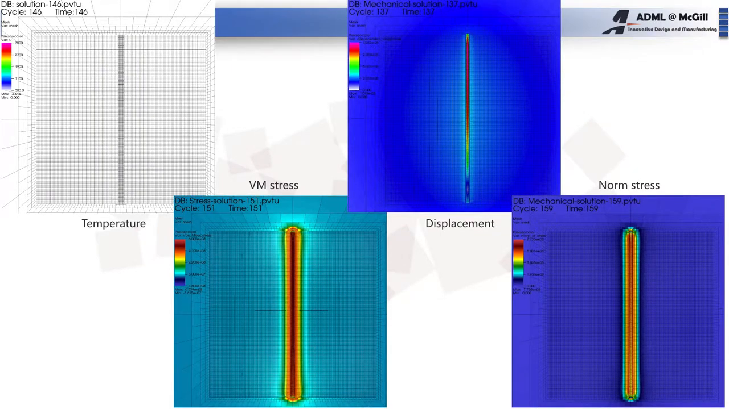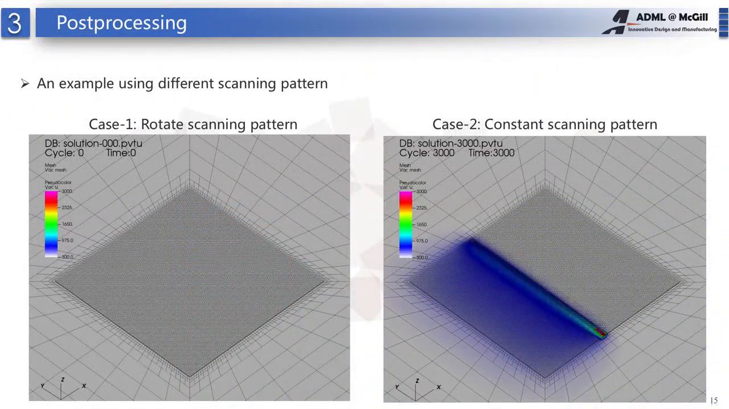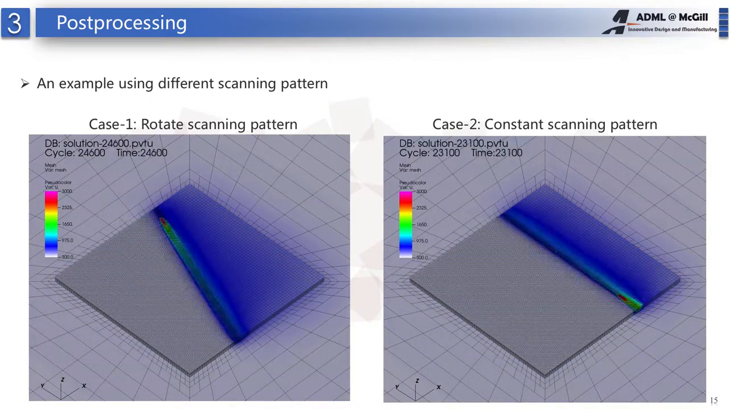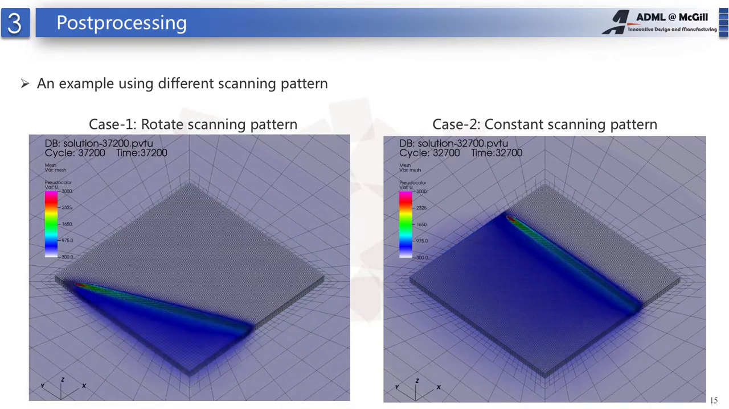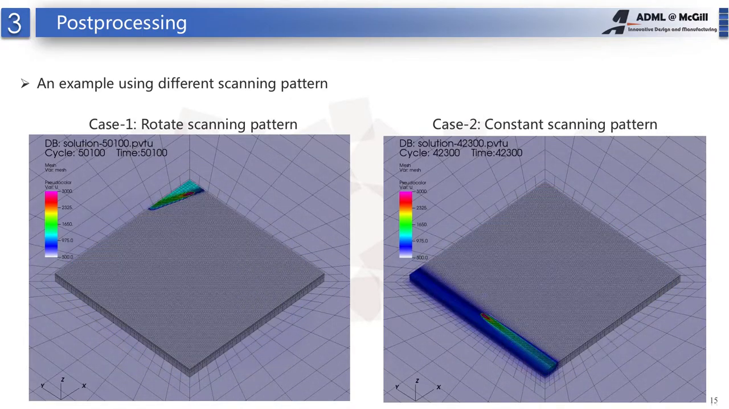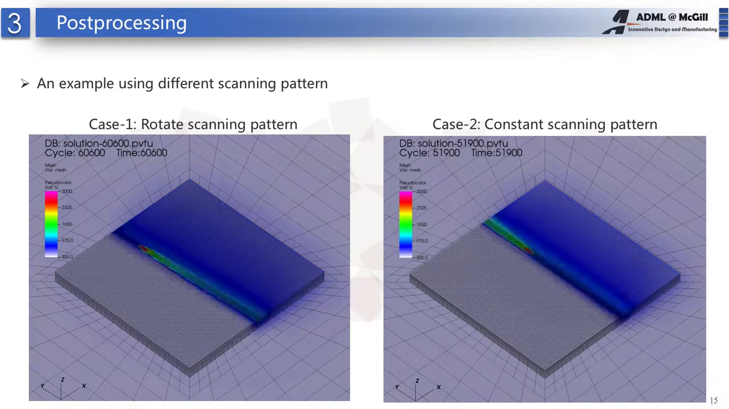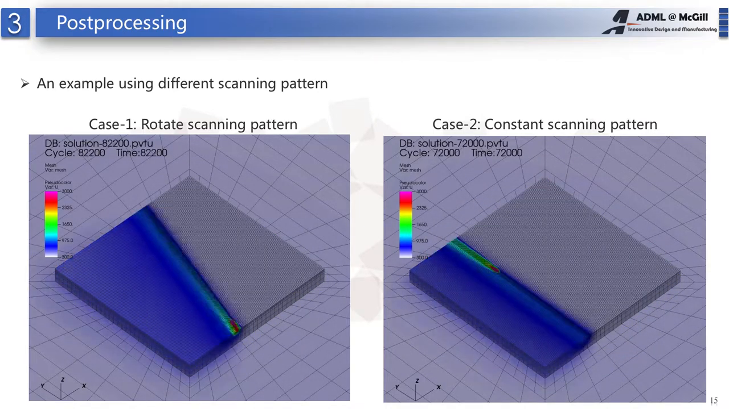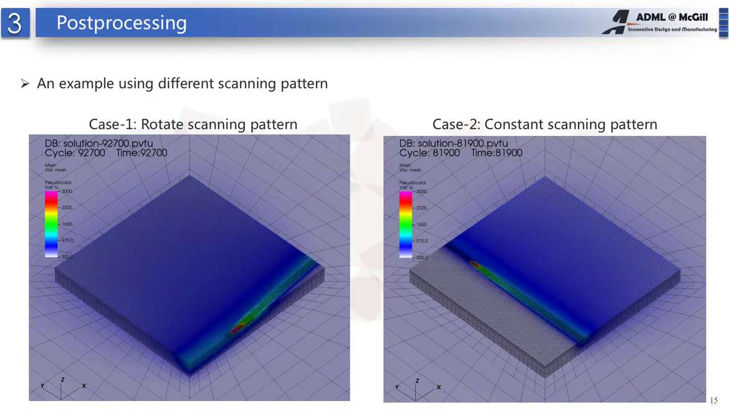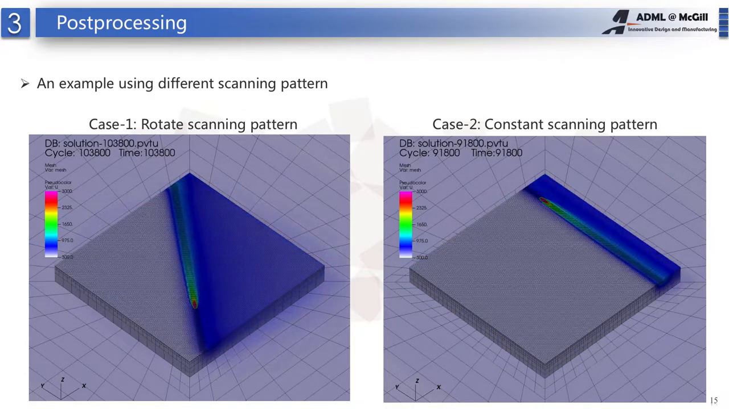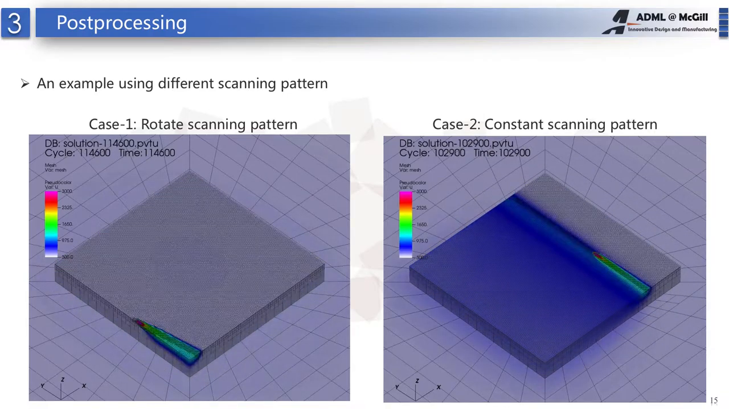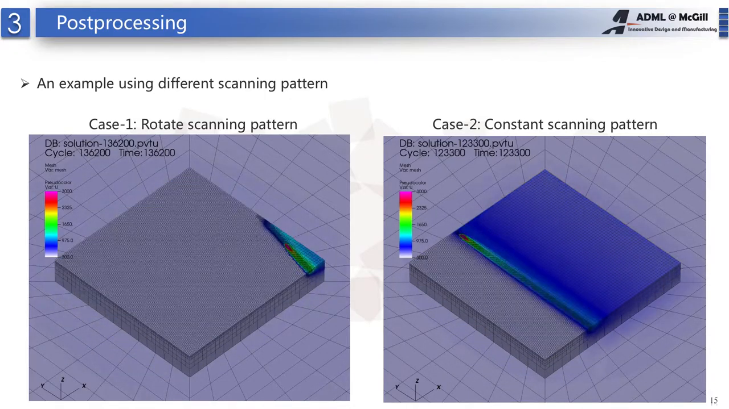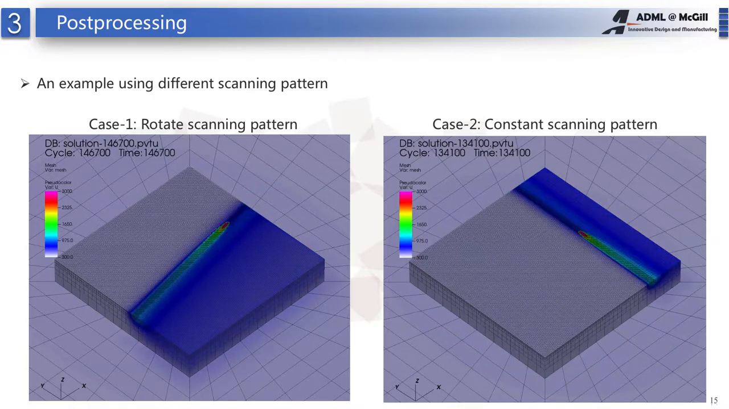And next, I'd like to show some other thermal simulation results. These two videos show the temperature distribution of this cubic part with 30 layers under different scanning patterns. For case 1, the scanning direction is rotated 67 degrees per layer, and for case 2, a constant zigzag scanning pattern is applied. As you can see, the mesh is adaptively meshed based on the scanning track of each layer, and the solution can be transferred between two sequential layers.